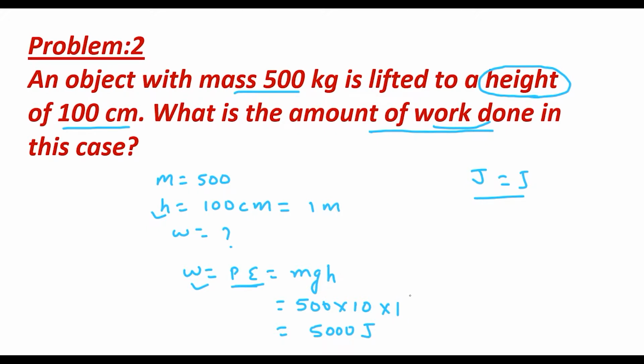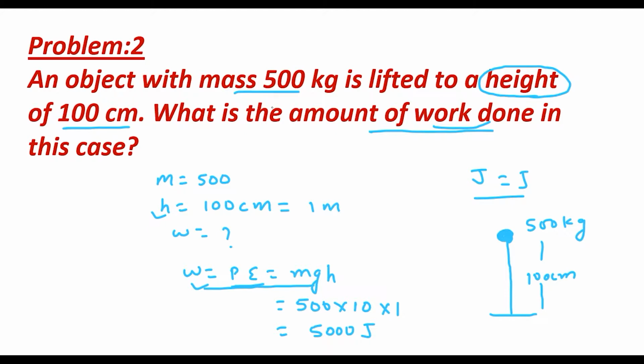A body with mass 500 kg is lifted to a height. In this case, since it is a height case, we use work done equal to potential energy, because potential energy means the body is at a height. This body is of 500 kg, and in this case work done is equal to potential energy. So this is the required work, that is 5000 joule.